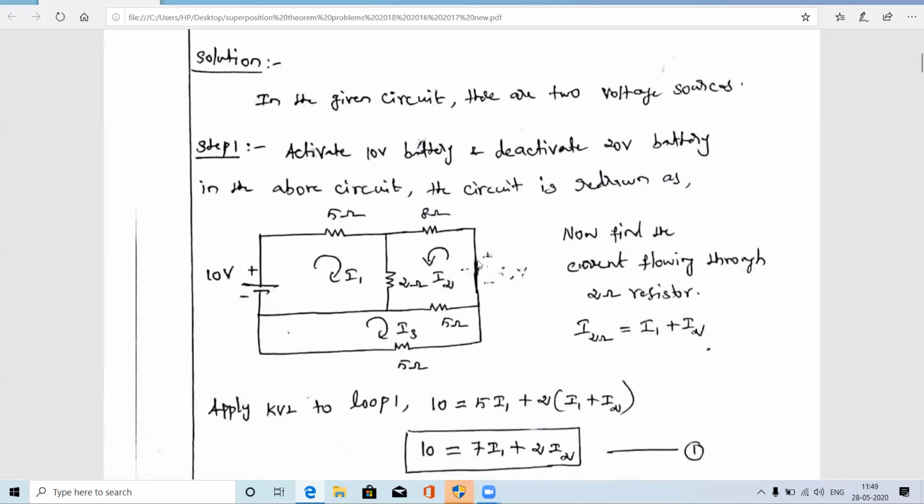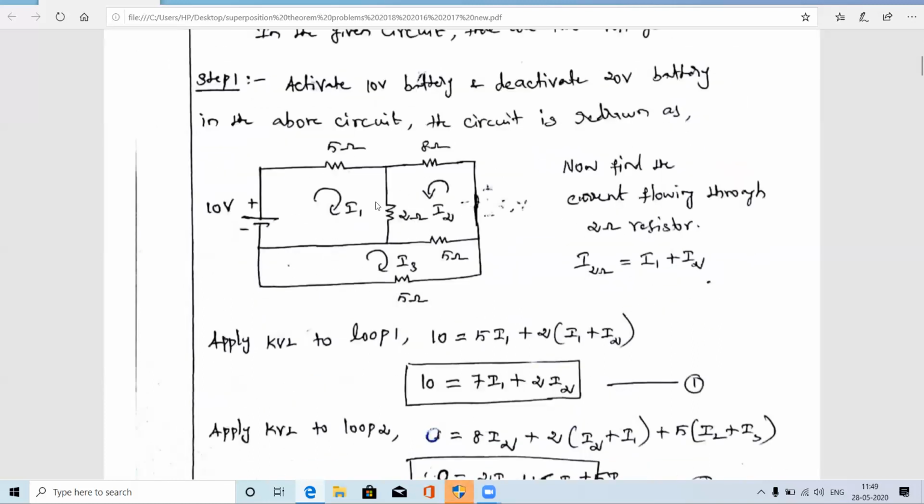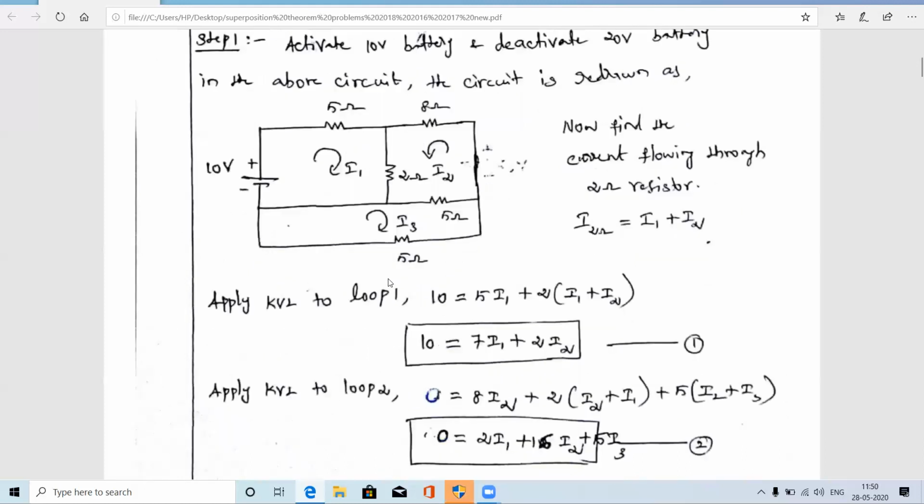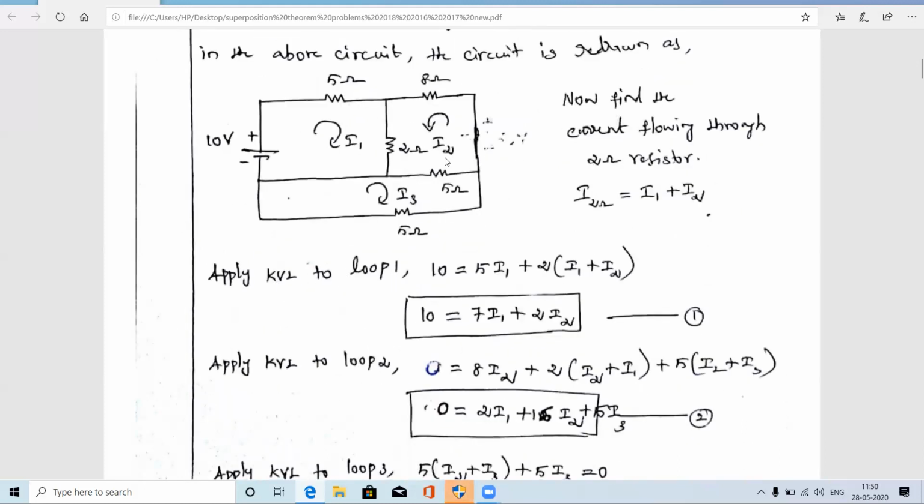If you deactivate a voltage source, it is said to be short circuited. So here, in the place of the 20 volt battery, you just make it a short circuit, and here we use the 10 volt battery. Now we have to find the current flowing through the 2 ohm resistor. How many loops are there? There are 3 loops, so we are going to solve the problem using mesh analysis. Consider the current flowing in the first mesh as I1, in the second mesh as I2, and in the third mesh as I3. Now we apply the KVL equation for each loop.